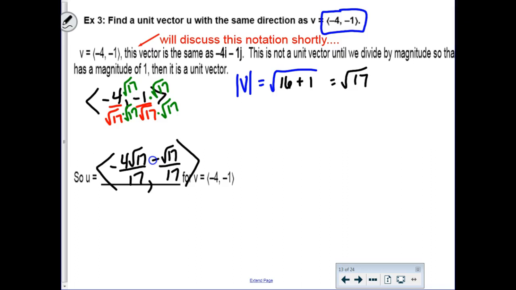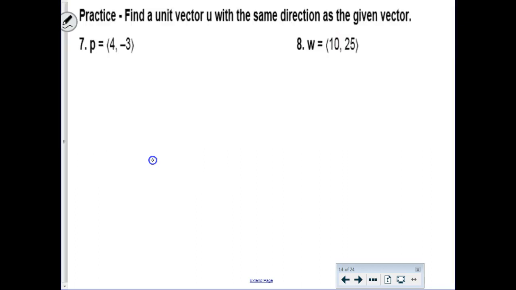Do you guys do this in physics? Did you do unit vectors at all? Okay. But not unit vectors? Didn't have any application for it? Okay. That's all right. Maybe next time.